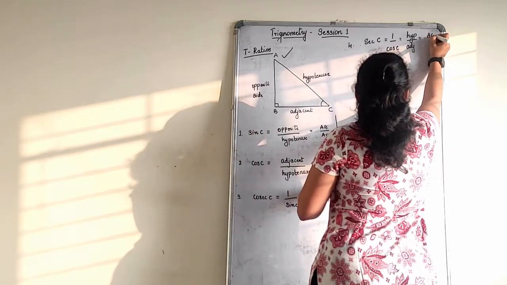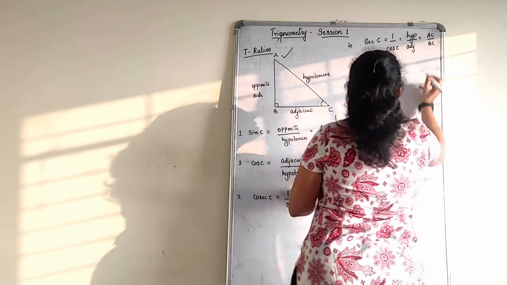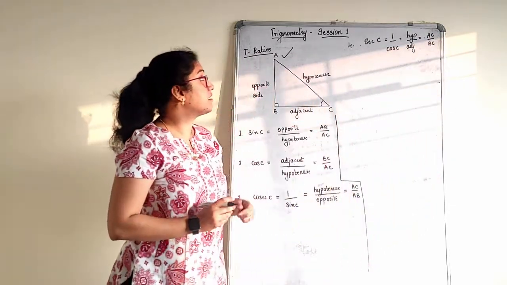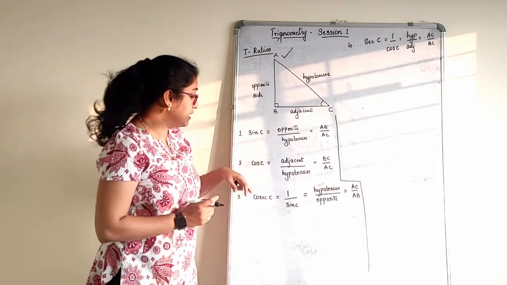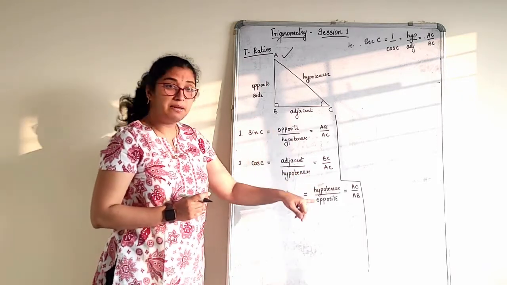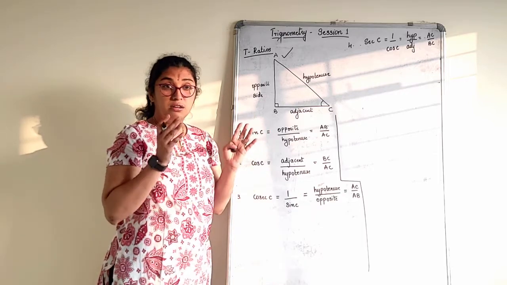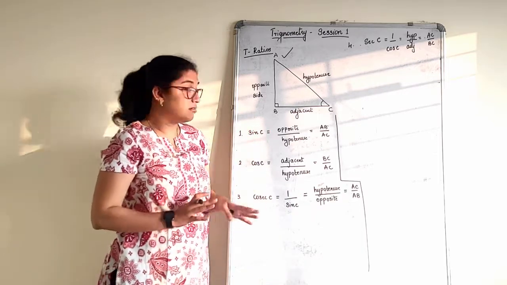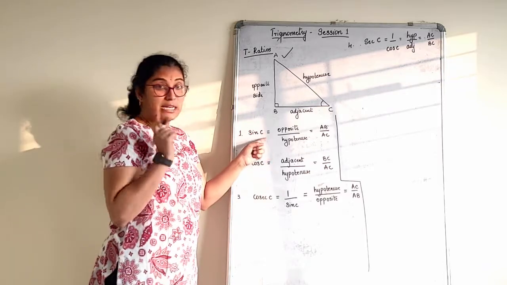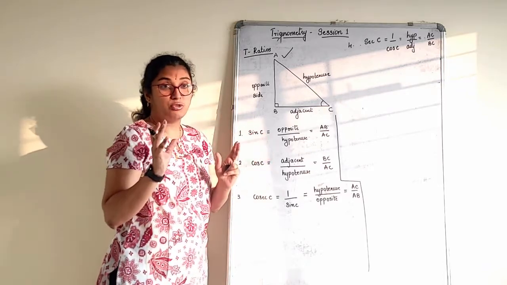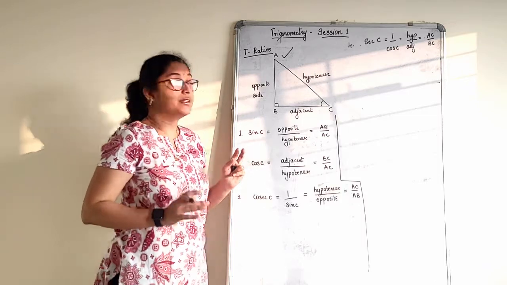So how do we write this? AC upon BC. See, don't memorize by heart. Sec C is AC by BC. Cosec C is AC by AB. It will change depending upon your given triangle also. There is no rote memorizing here. There is only remembering one, sin C. Remember the sine ratio, and automatically all are remembered.